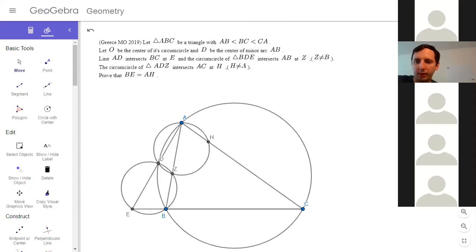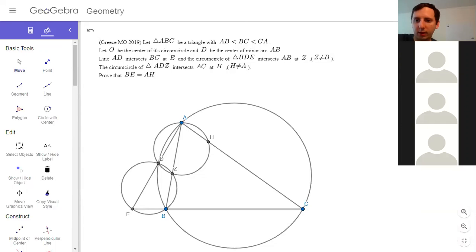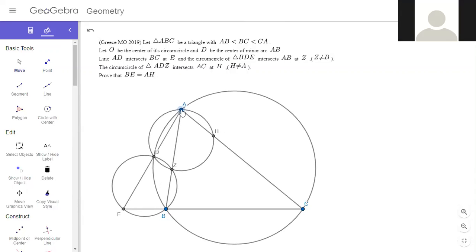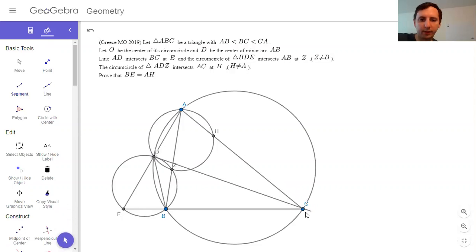Just checking you're still on. Okay. All right. Probably just draw DB for viewing. Yeah. So yeah, DB is equal to DA. So obviously D lies on the angle bisector.